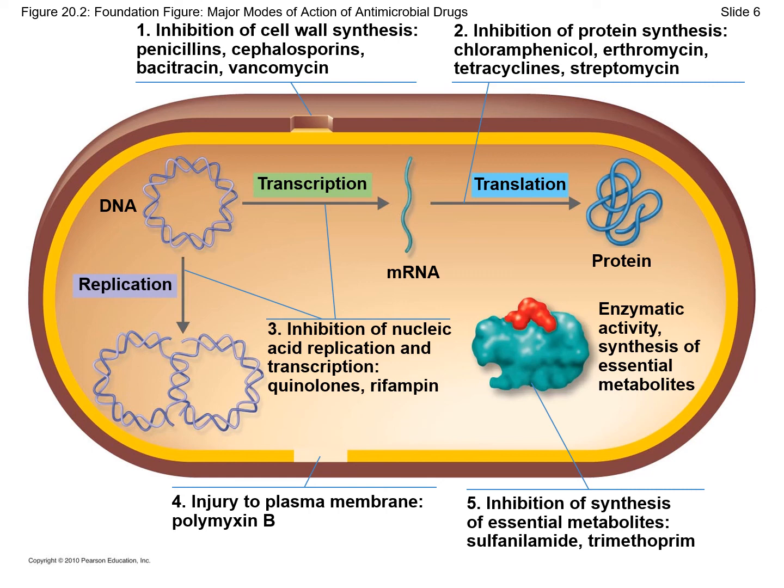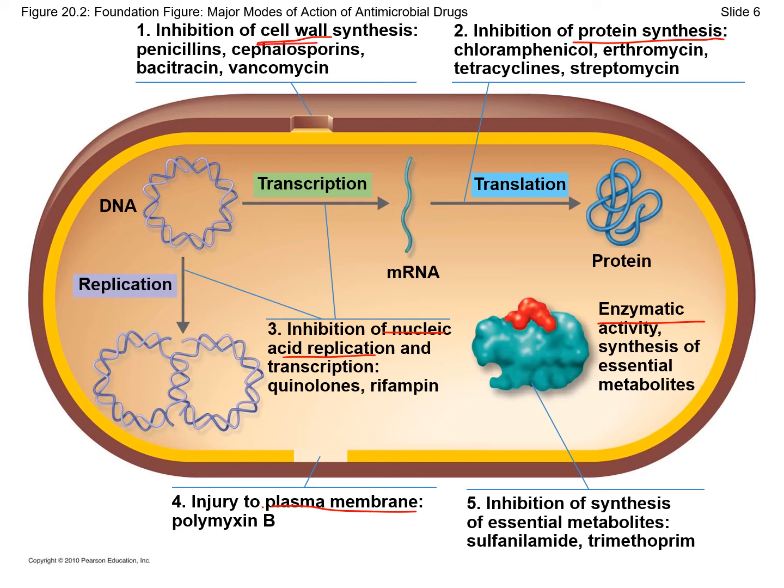As a summary of the different modes of action for antibiotics, there are 5 different targets that the antibiotics can have. They can target the cell wall, they can target the ribosomes, which perform protein synthesis, they can target the enzymes that perform nucleic acid replication, they can target the plasma membrane, or they can target enzymes and prevent them from functioning. All of these targets are things specifically found in the prokaryotic cells that are not found in eukaryotic cells.